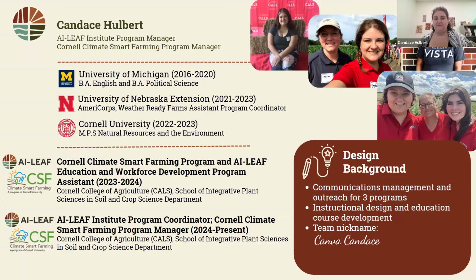And then I did my master's in natural resources in the environment at Cornell. And then I started working with Allison, who I think you met a few weeks ago, working with the Climate Smart Farming Program. And then I also started working with AI Leaf. And then about a year ago, I got a promotion and I have been working as the program coordinator for AI Leaf. But the biggest thing is that I've worked communications and management of outreach for 3 different programs. And I've done a lot of instructional design and educational course development that uses a lot of graphic design. And my nickname is Canva Canvas, so I hope that adds to my kudos.